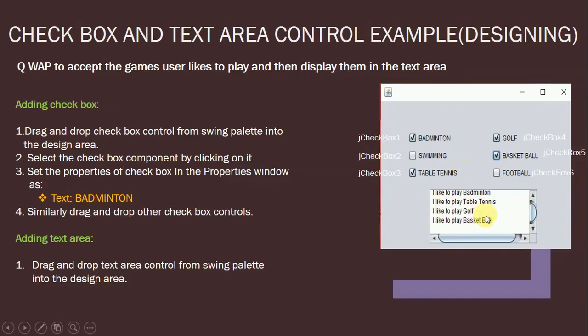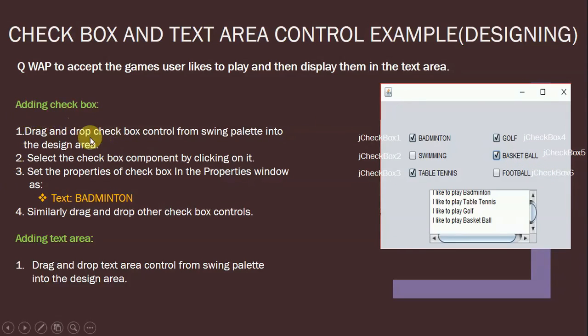the text area. You can see here the badminton is checked, so it is saying I like to play badminton. And table tennis is checked, so it is saying I like to play table tennis. Golf is checked, so it is saying I like to play golf. And basketball is checked, so it is saying I like to play basketball. And the numbering is again the same method. This is J checkbox 1, this is J checkbox 2, this is J checkbox 3, then J checkbox 4, this is J checkbox 5, and this is J checkbox 6.